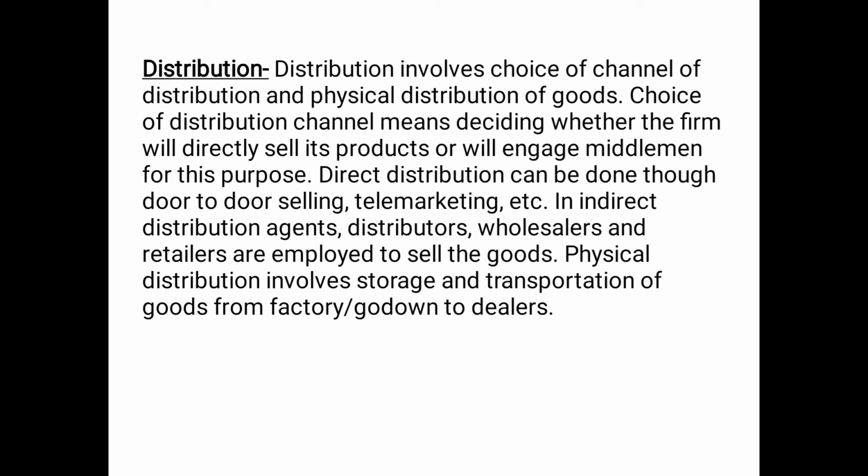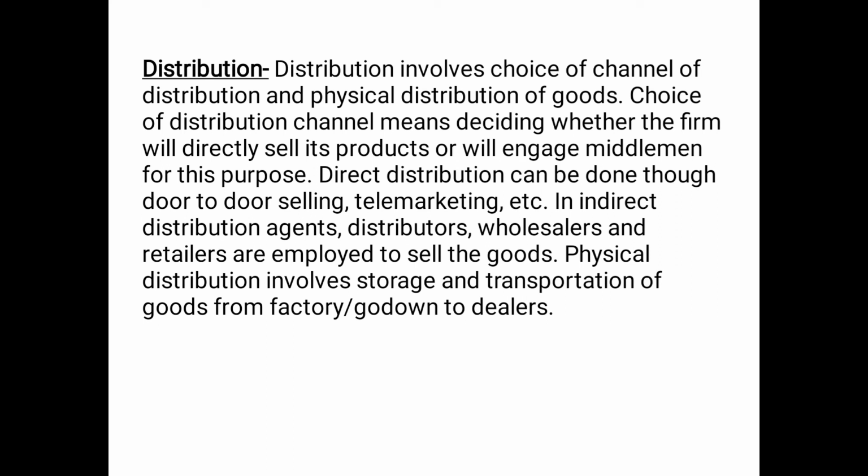In case of indirect distribution, agents, distributors, wholesalers, and retailers are employed to sell the goods. So if the sellers do not want to sell directly to the consumers, they can involve the middlemen. They can sell the goods to agents, agents can sell the goods to wholesalers, wholesalers can sell the goods to retailers, and the retailer can finally sell the goods to the consumers. Physical distribution involves storage and transportation of goods from the factory or godown to dealers. And when we are physically transferring the goods, that means from one place to another place.